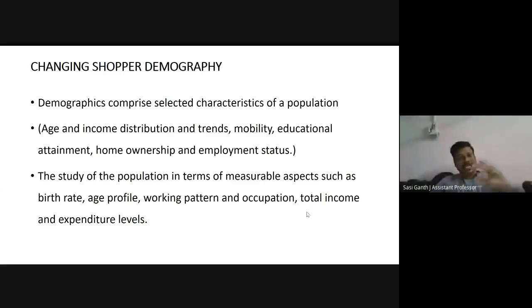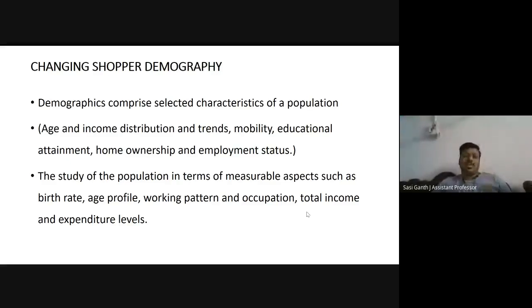Age, I'll collect the age. I'll collect the income distribution. I'll collect the trends, what he likes or what he dislikes. Then the mobility, then educational attainment. What is his qualification, other than educational attainment? Mobility, what he likes, what he dislikes, everything will be there in that.